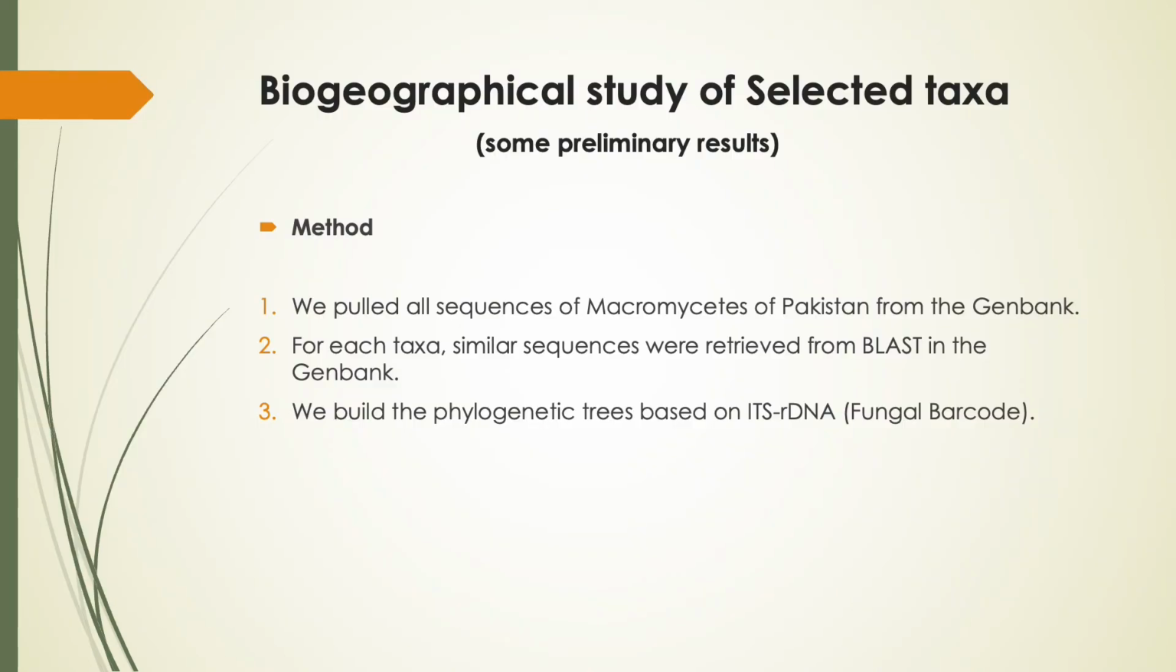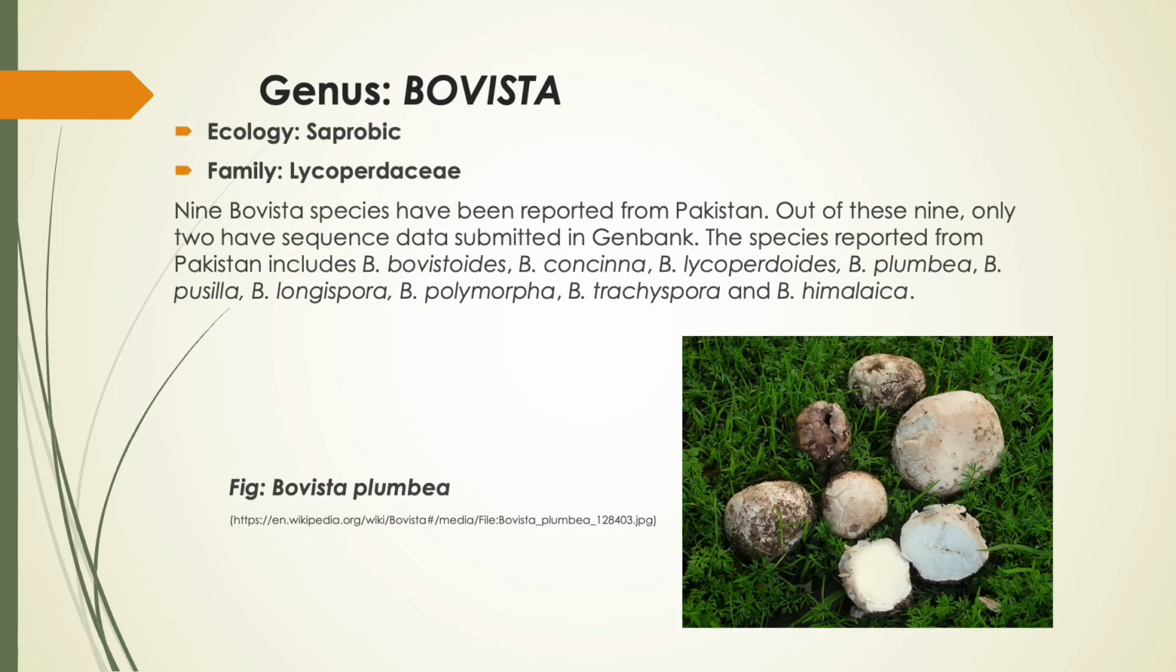To see the biogeographical distribution of saprobic and ectomycorrhizal macrofungi globally as well as ecoregion distribution within Pakistan, we analyzed few taxa. For this analysis, we pulled out all the sequences of Macromycetes of Pakistan from the GenBank, and for each taxon, similar sequences were retrieved from BLAST in the GenBank, and finally we built the trees based on ITS, which is the fungal barcode. So first comes Bovista, which is saprobic.